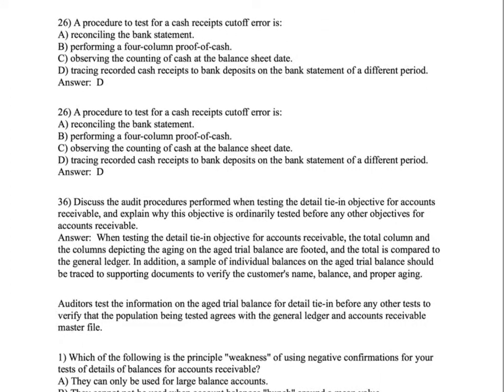Number 26, a procedure to test for cash receipts cutoff error is to trace the recorded cash receipts to the deposit tickets on the bank statements of a different period. So doing this cutoff between when the receipts have been made and the cutoff statements could help figure out if there is a cutoff error in the cash receipts. So again, when was the cash received? When did it hit the bank? Again, cutoff errors could happen.